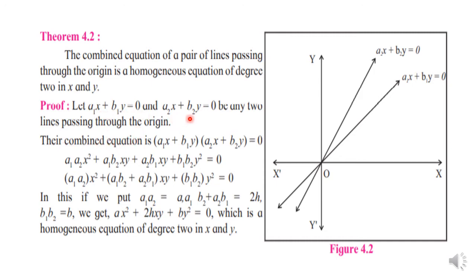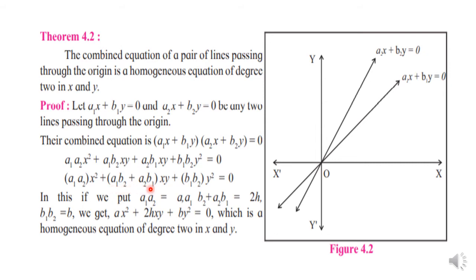So thus, the combined equation of these two lines would be a1x plus b1y into a2x plus b2y is equal to 0. Now opening the brackets and multiplying the terms together, we get a1 a2 x square plus a1 b2 xy plus a2 b1 xy plus b1 b2 y square is equal to 0. You of course remember how to open the bracket and expand it, isn't it? I don't have to tell you this.